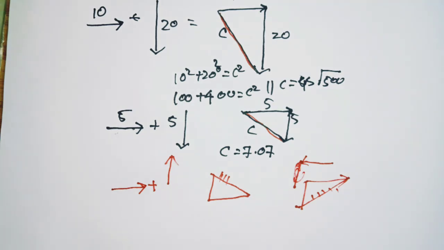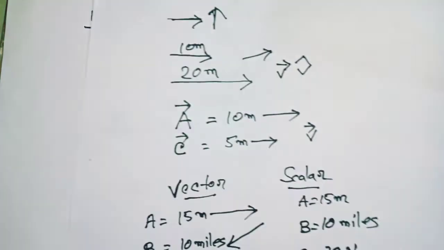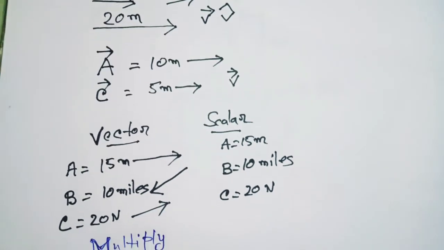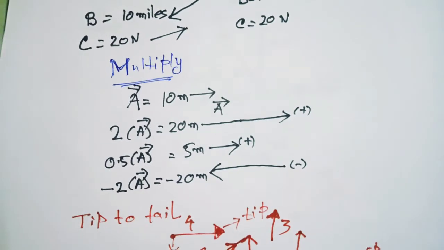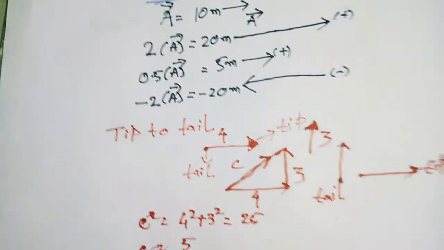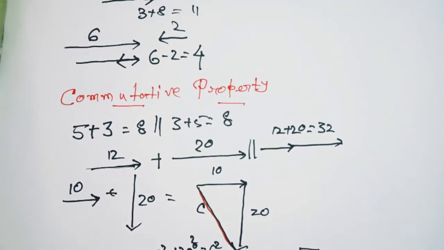So till now everything is fine. I think we are proceeding nicely, and I don't think we need to revise anything. We have just shown you what a vector is, and the distinction between a vector and a scalar. We have shown you how we can multiply the vector, and from tip to tail how we can do the addition, and by using geometry and the Pythagorean theorem we can get the result of the vector.